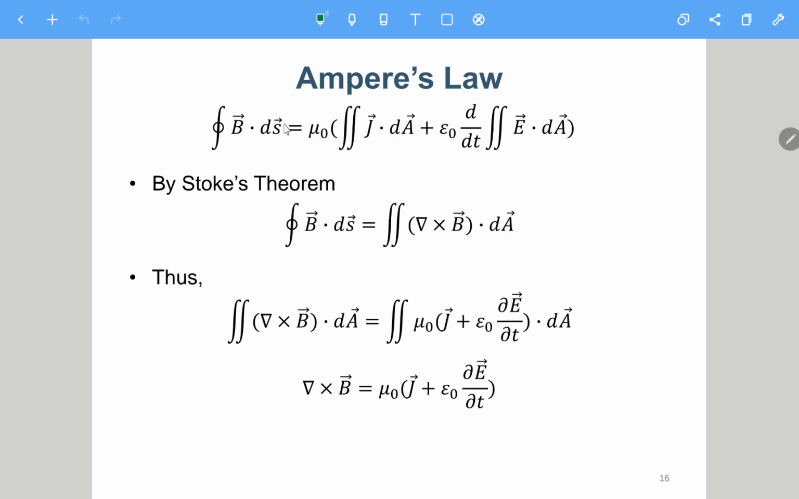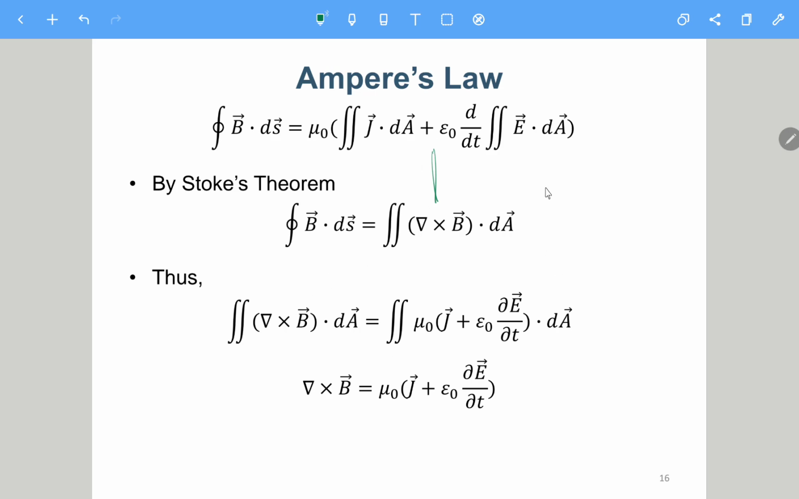Similarly, for the left side, we can use the Stokes theorem. So this is the line integral of B dot ds, and the right side will be the surface integral of the curl of B. Which means that this one equals this one, and then this one equals this one, so this one equals that one. So we'll put this one here, put that one there.